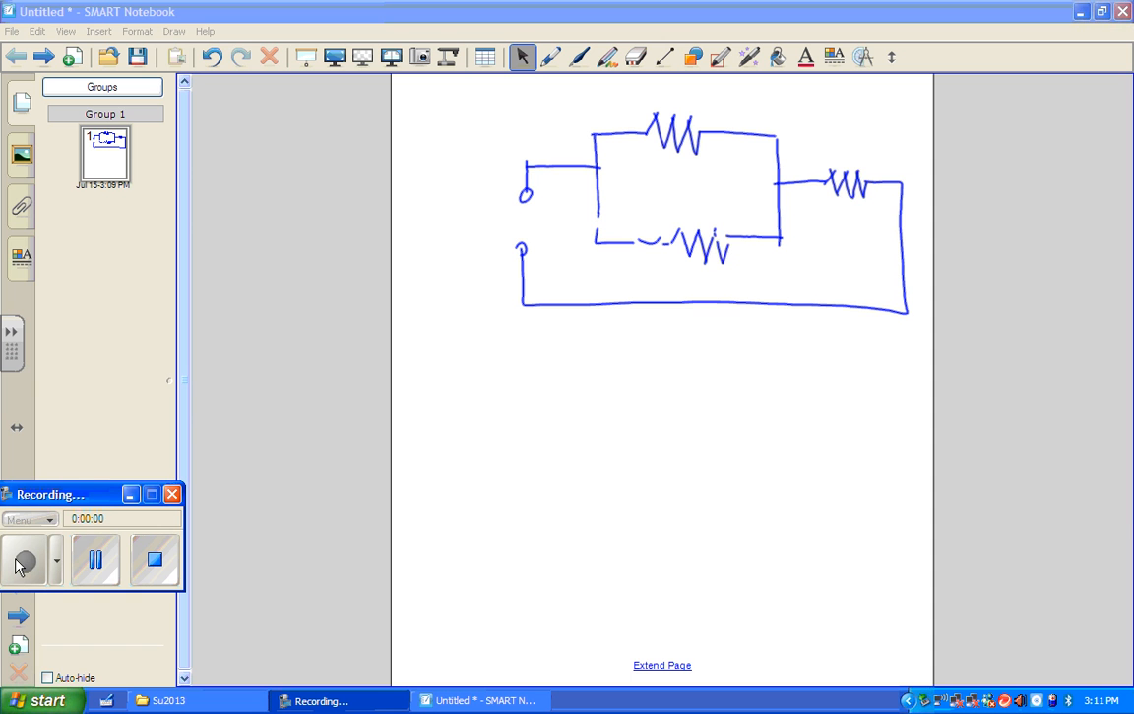We're just going to do some practice problems with combination circuits right now, and we're going to do some simple ones. This is a fairly simple circuit. We've got two in parallel, and let's give those some resistance. Let's say we call this one 500 ohms.